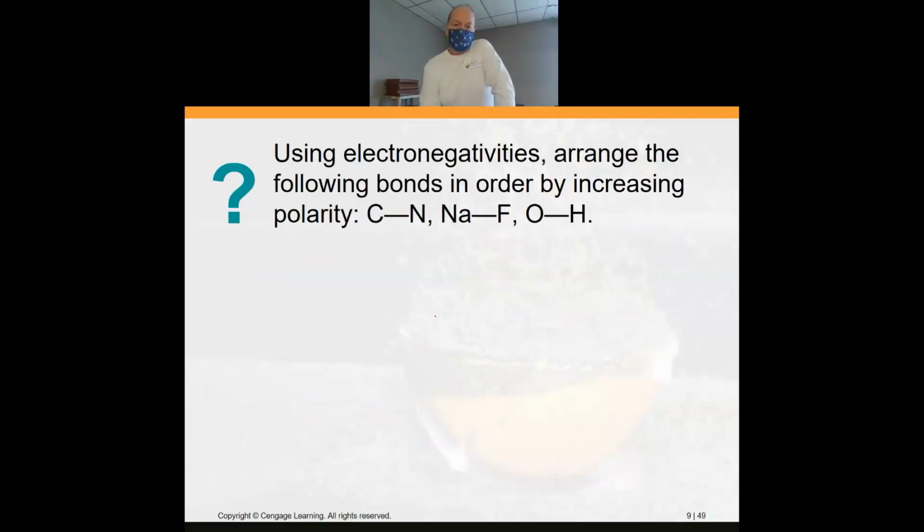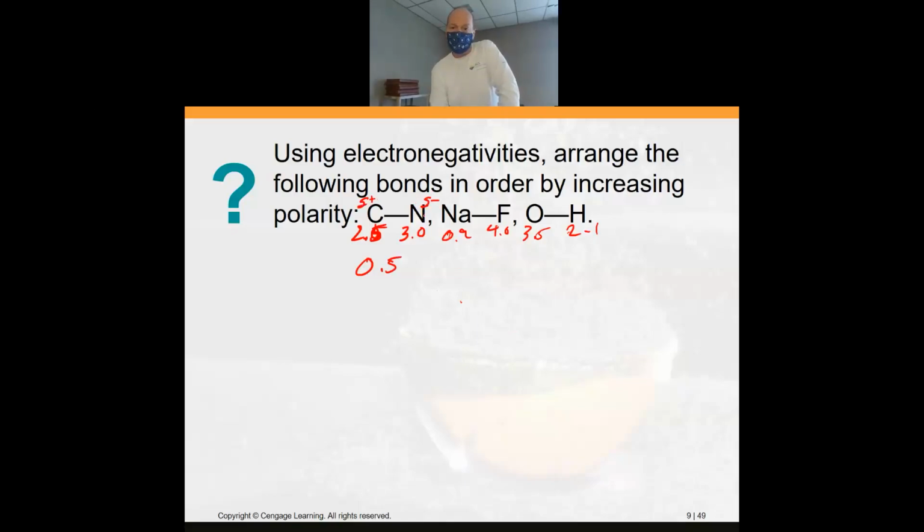All right, so again, carbon. So you've got your 2.5, you've got your 3.0. Sodium, I think it's 0.9, 4.0. You've got your, we already did this one, 3.5, 2.1. All right, so again, you're looking at the difference. When you do a carbon and a nitrogen, that's only a difference of 0.5, but 0.5 is greater than 0.4. All right, and so this has your delta minus, and this has your delta plus.